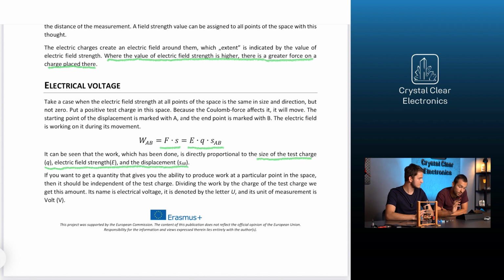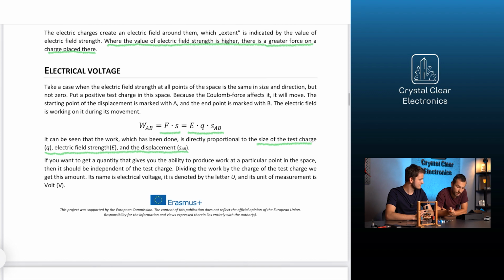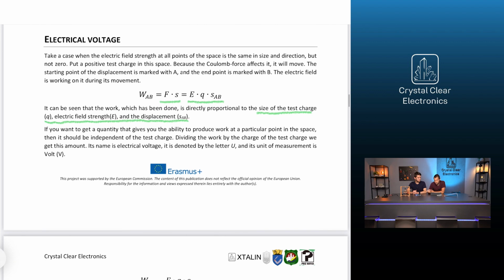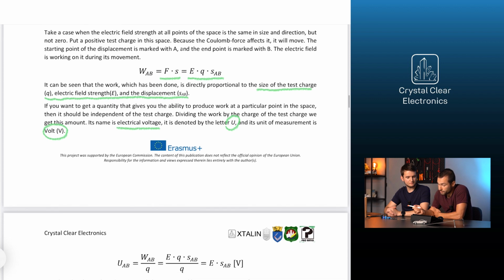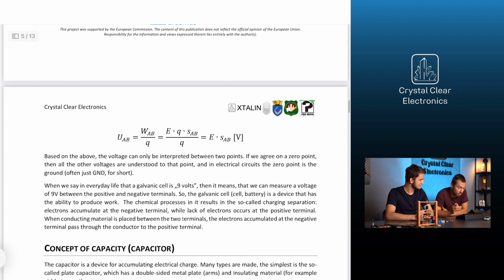If you want to get a quantity that gives you the ability to produce work at a particular point in the space, then it should be independent of the test charge. Dividing the work by the charge of the test charge, we get this quantity. Its name is electrical voltage, it is denoted by the capital letter U, and its unit of measurement is volt. In mathematical terms, the voltage measured between points A and B can be given by the work done by the electric field divided by the test charge.